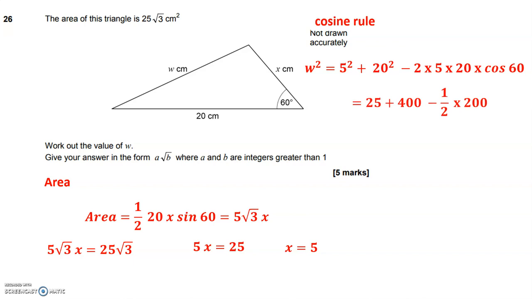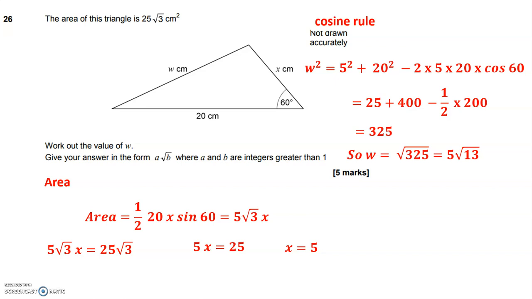Now work out what all that lot comes to. 5 squared is 25, 20 squared is 400, minus a half times 200. And all that works out to 325. That's W squared. So W is equal to the square root of 325.